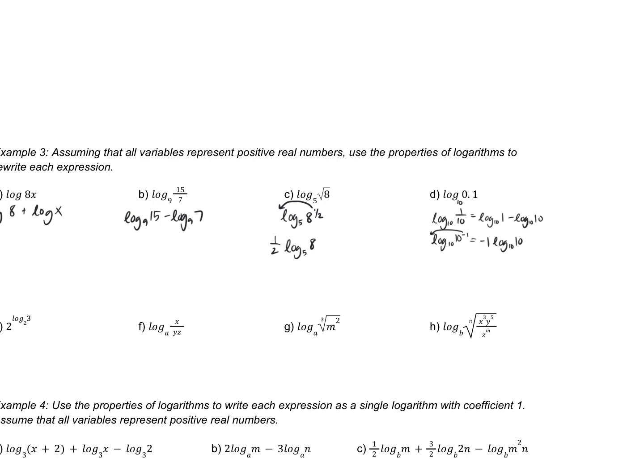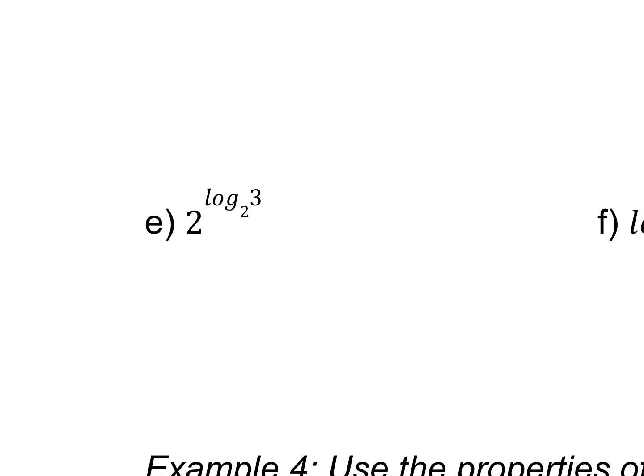Okay. Letter E. Same thing here. I've got 2 to the log base 2 of 3. So I can't actually expand that. These two things are just going to simplify out, and I'm left with just 3. Those have the same base, so they are opposites of each other. They're inverses. They get rid of each other.